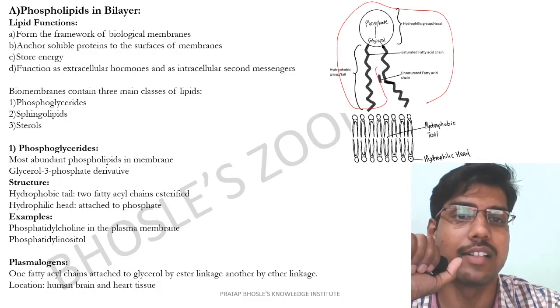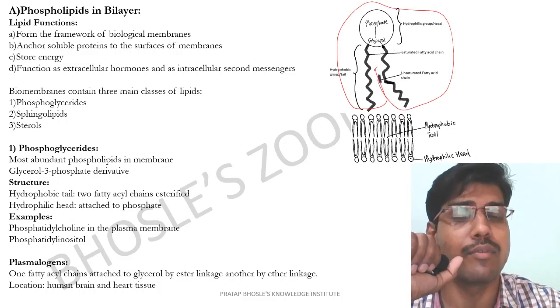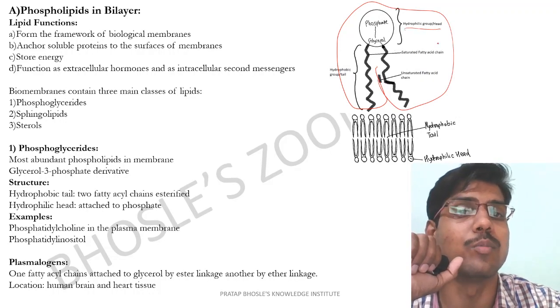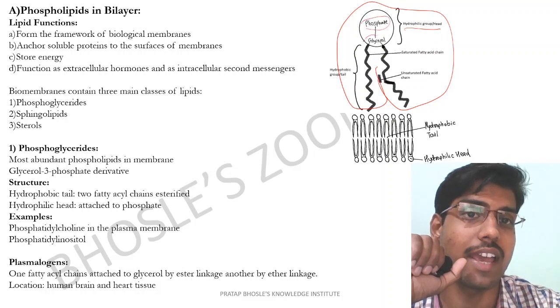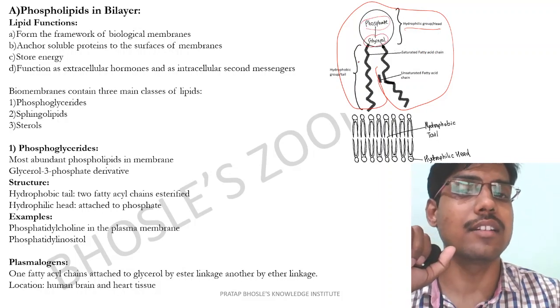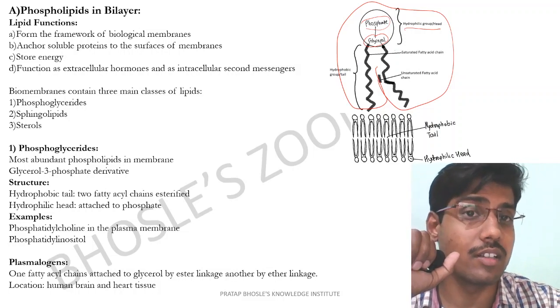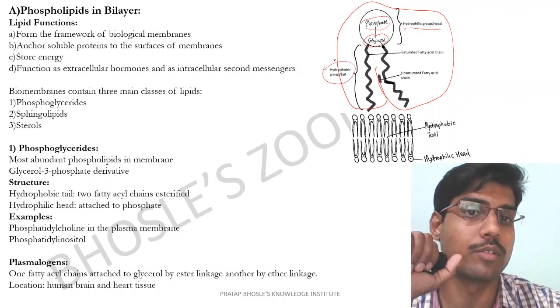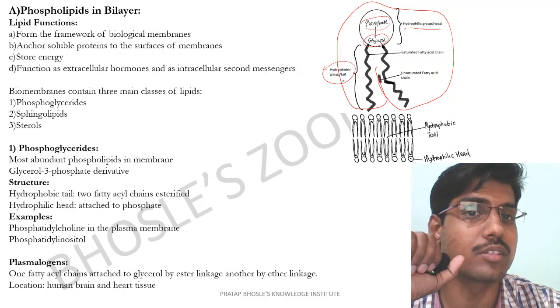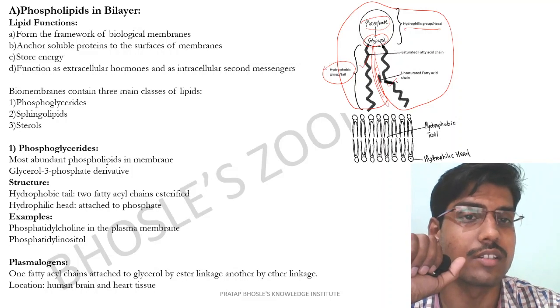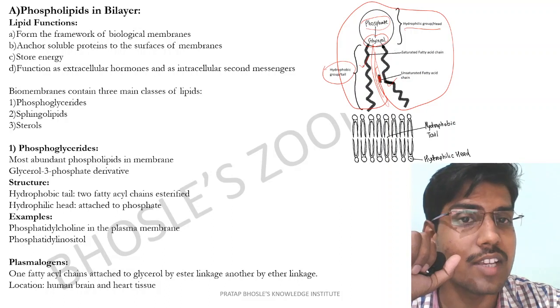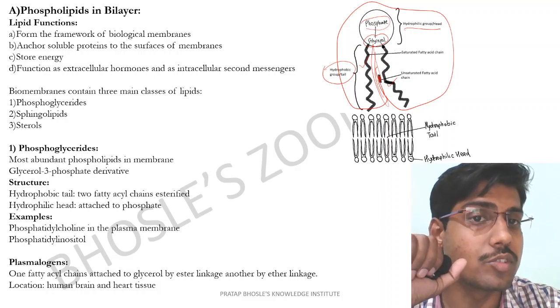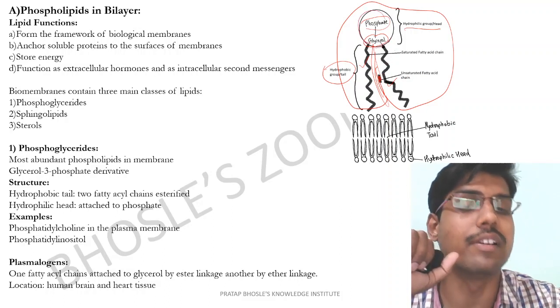Before that, let's see the structure of the phospholipid. The phospholipid has one hydrophilic group or the head, which has two chemical groups in it, phosphate and glycerol. The phospholipid structure also has one hydrophobic group or the tail. In the hydrophobic tail there are actually two chains. One is saturated, one is unsaturated. What is meant by unsaturated? It has one double bond. And these saturated and unsaturated chains are attached to the hydrophilic head.